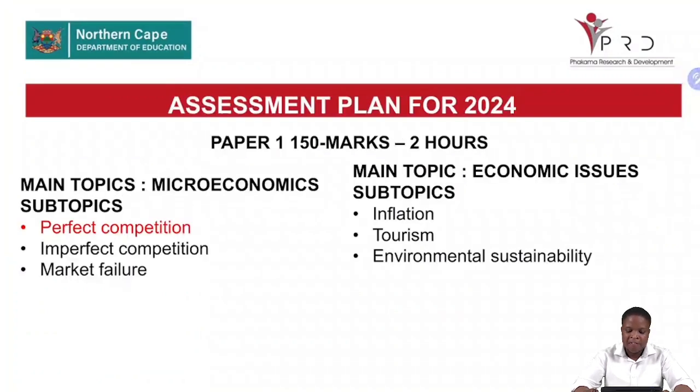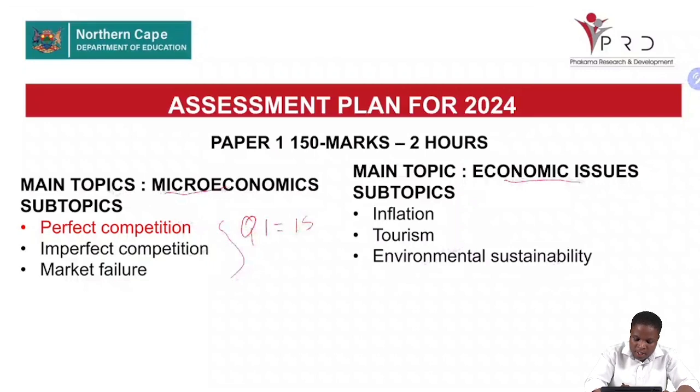So our topic today is perfect competition. We take this topic from the main topic, which is microeconomics. For your paper 2, you have two things here: microeconomics and economic issues. Both have 3 subtopics: perfect competition, imperfect competition, market failure, inflation, tourism, and environmental sustainability. For microeconomics, you are going to find this in question 1. The 30-mark question, 15 out of 30, is on microeconomics. Question 2 is only microeconomics.